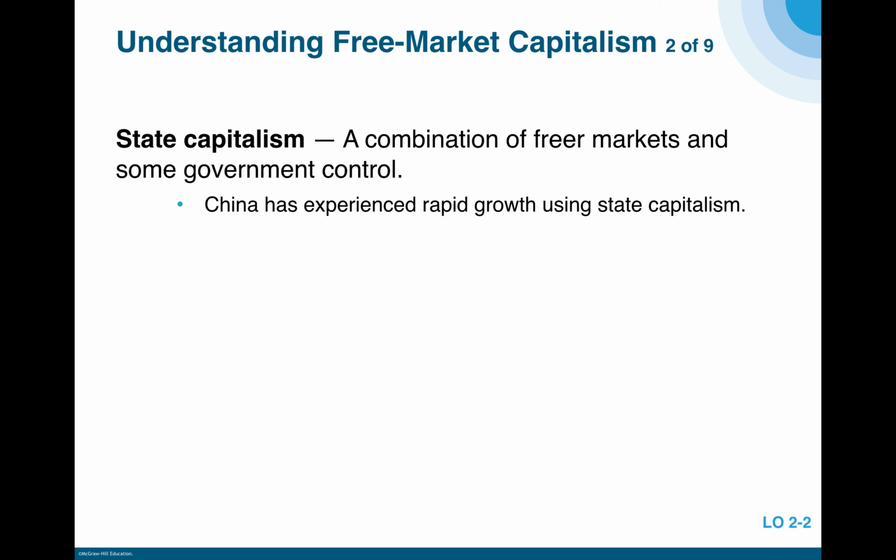So state capitalism is a combination of free markets and some government control. China has experienced rapid growth using state capitalism. We kind of touched on this in chapter one, where they are kind of a free market, but at the same time they do have a lot of government help and control over a lot of things. You can go into business for your own, but if the government doesn't necessarily approve of it, it's going to be really hard to prosper in your own business.